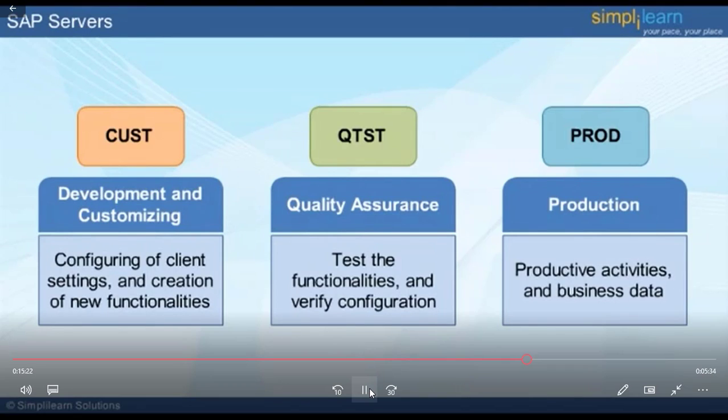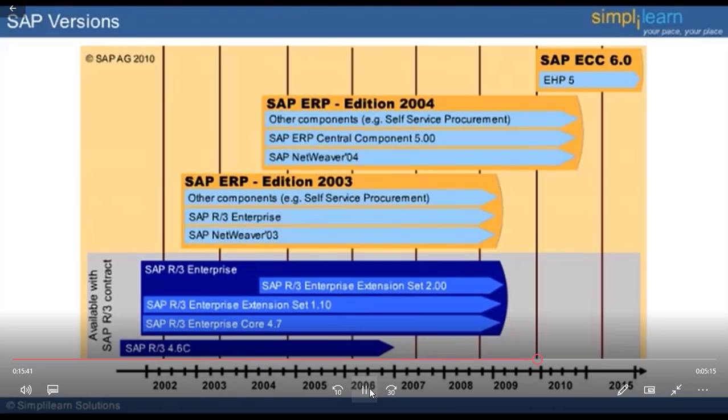If the test is successful, the change requests are transferred into the production client. The production client is completely distinct from the other client with respect to the cross-client data. There are many versions of SAP. Let us find out about them. The chart shows the evolution of SAP across time.